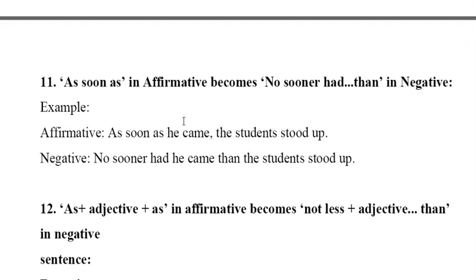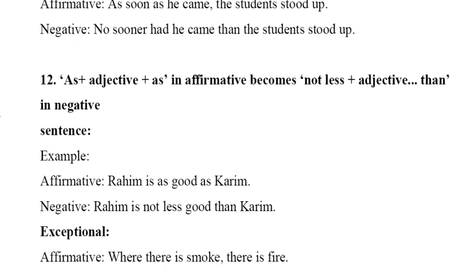Number 11 says if you find as soon as in an affirmative sentence, it will be changed to no sooner had than. So, as soon as he came, the students stood up. So, no sooner had he come than the students stood up. It will become V3 after had.